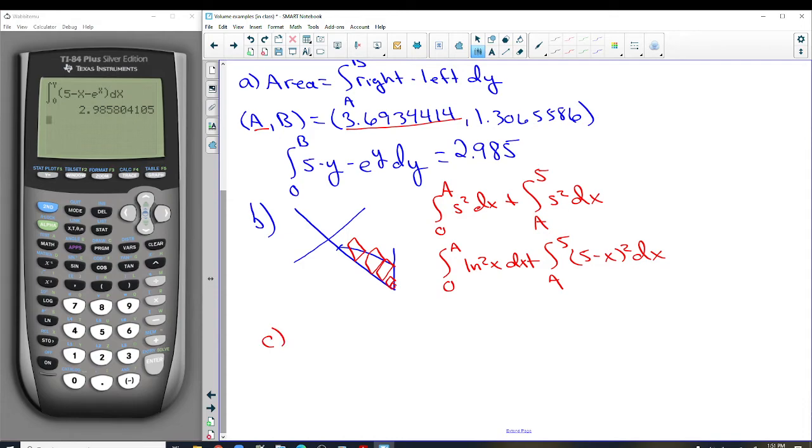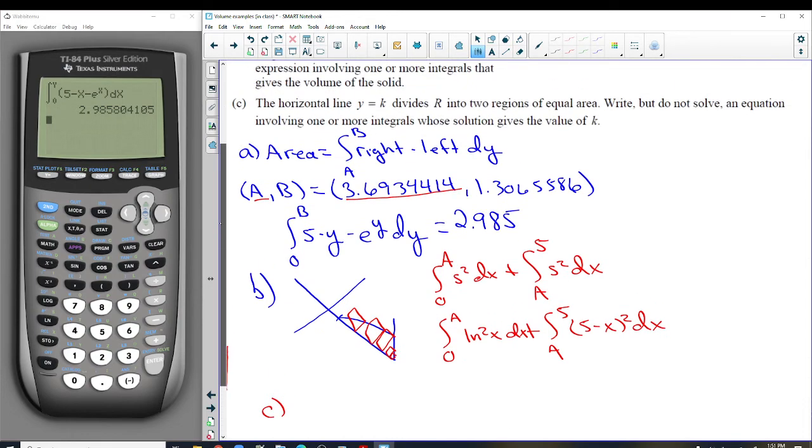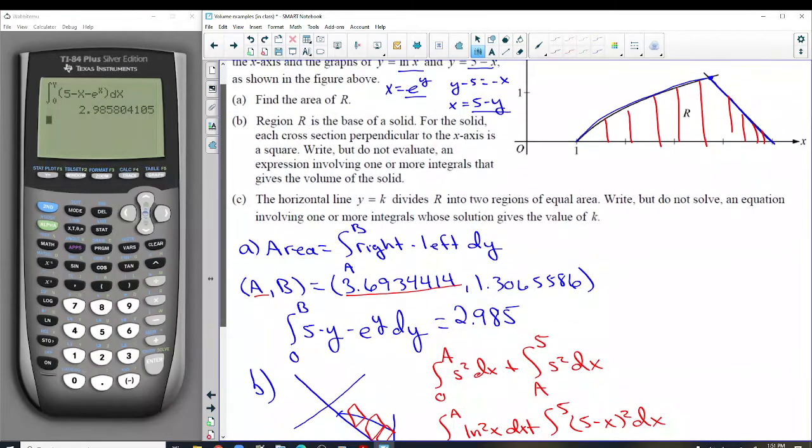C. The horizontal line y equals k divides R into two regions of equal area. Right, but do not solve an equation involving one or more integrals whose solution gives the value of k. This is way easier than students give this credit for. Students typically think this is really difficult.